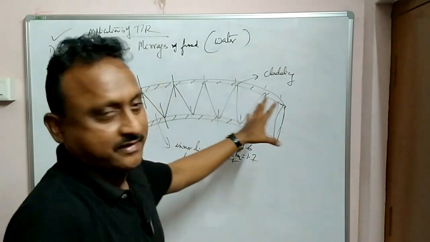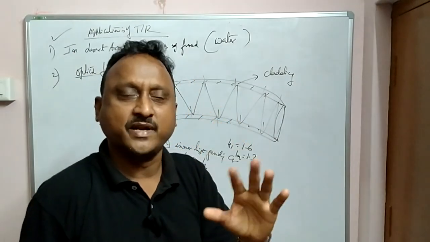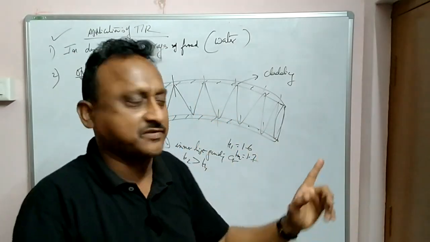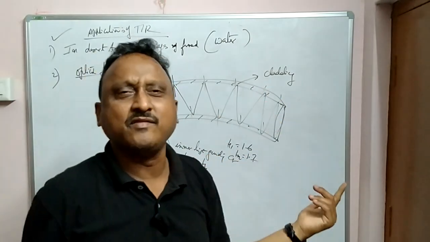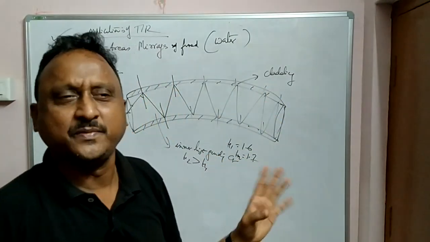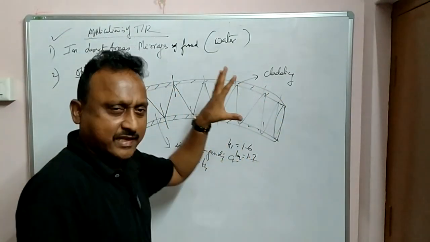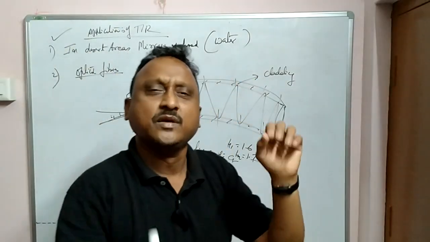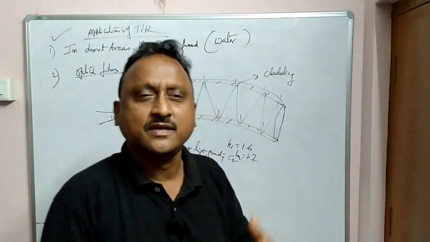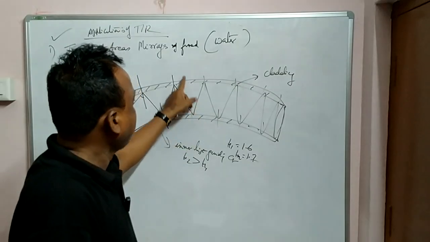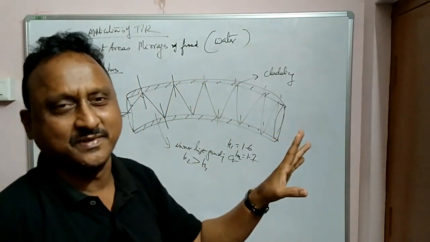But these are lightweight, minimum energy loss will be there, and maximum energy is used in this one, because almost it travels with the speed of light. So the reason optical fibers are used nowadays is minimum energy loss, maximum energy used, and total internal reflection takes place in this one.